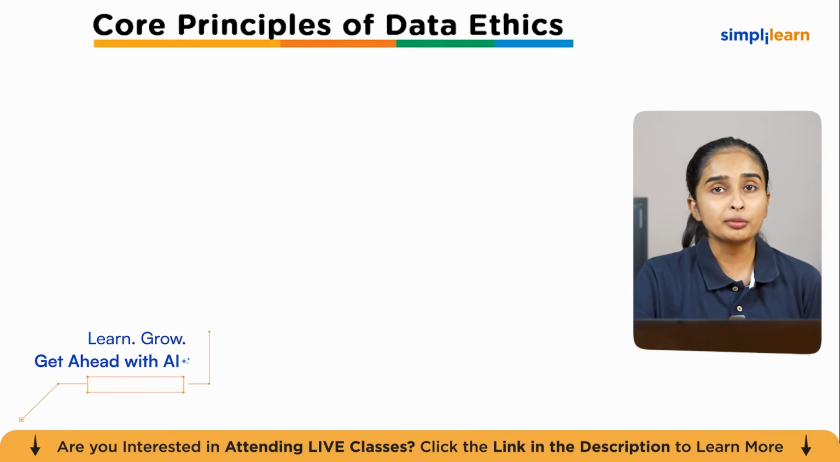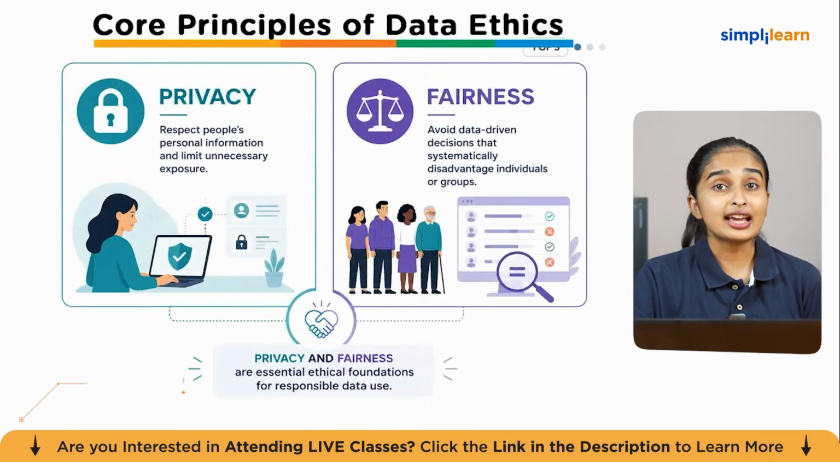Now, let's move on to the core principles of data ethics. Data ethics can be understood through several core principles. And the first one is privacy, which means respecting people's personal information and limiting unnecessary exposure. The second one is fairness, which means trying to ensure that the data-driven decisions do not systematically disadvantage particular individuals or groups.